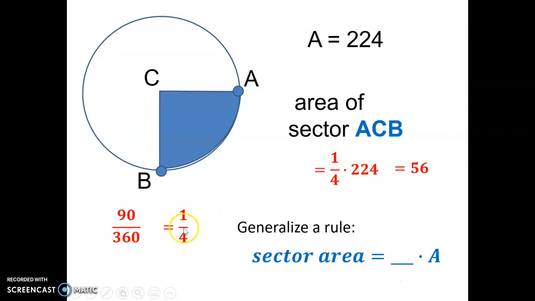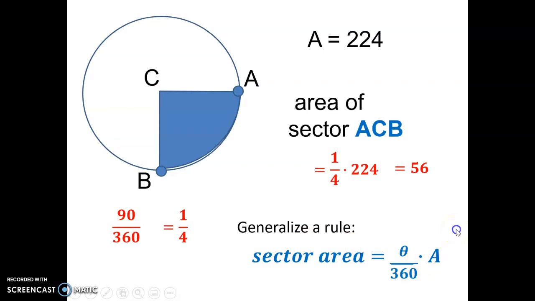Because we're always multiplying the portion we have by the full area. So what goes in there? Well, that is theta, or the unknown angle, over 360, right? That's how we find it. We find the portion of 360 that we have, and we multiply by the area.